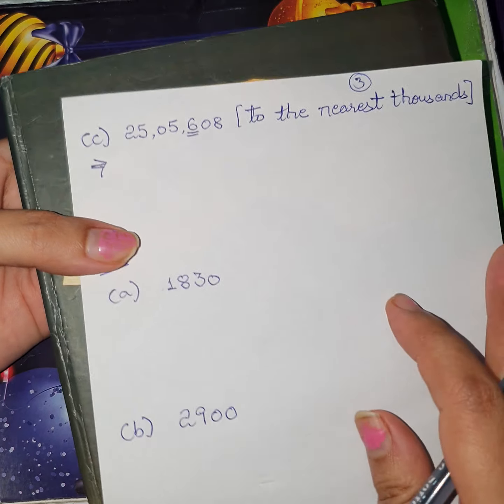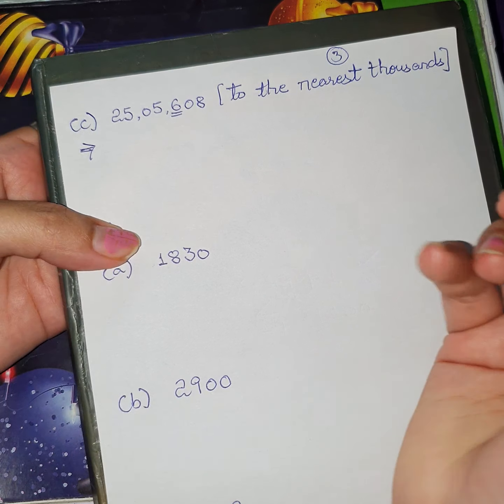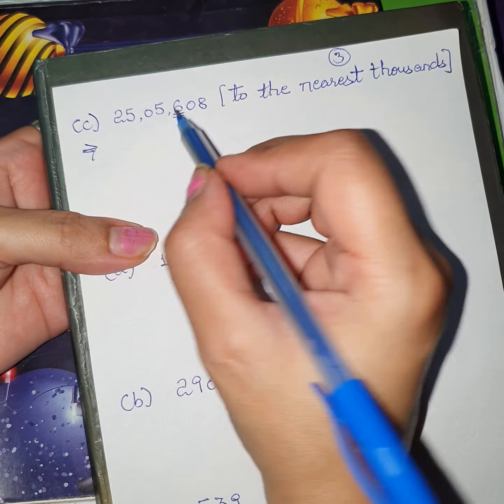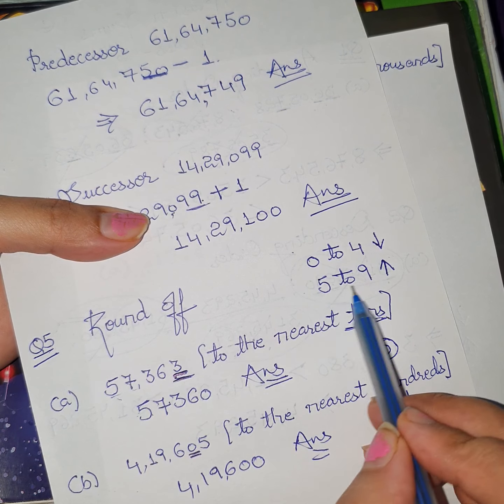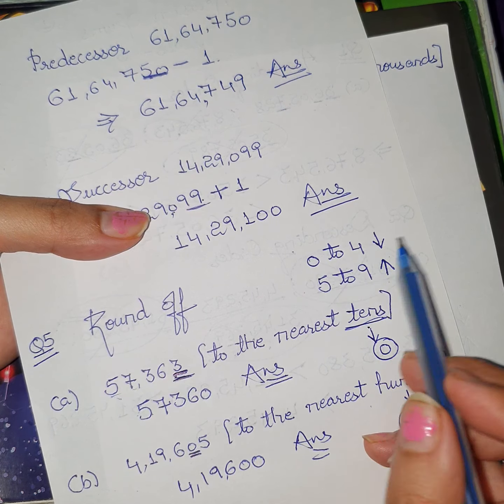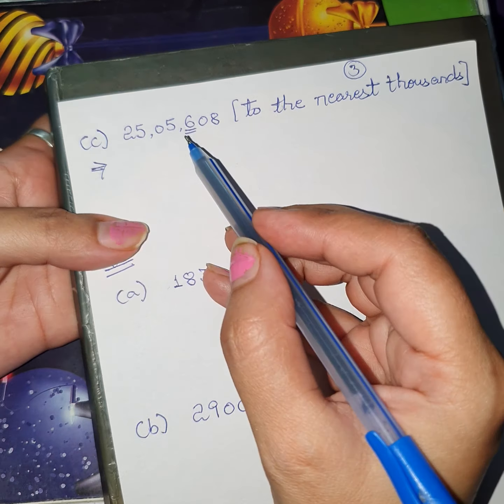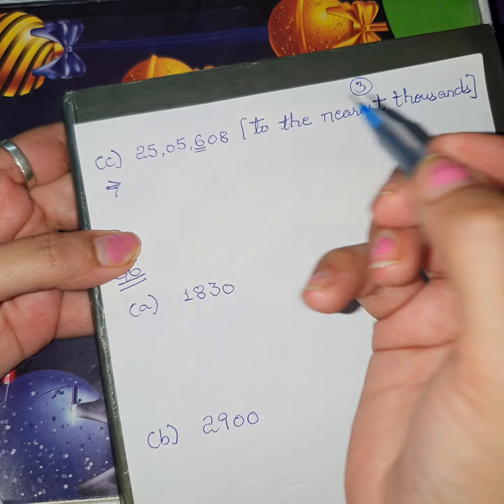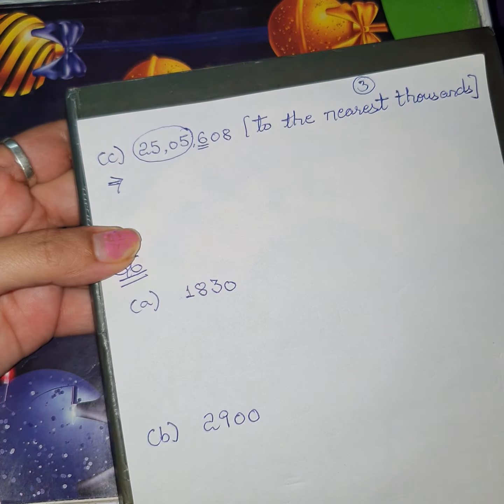Now pay attention to C part here. Here we have to round it off to the nearest 1000. That means we have to focus on the digit on the hundreds place. And as I have told you, if the underlined digit is between 5 to 9, then it will be round up. So here you can see the underlined digit is 6. That is, it is between 5 to 9. So round up.